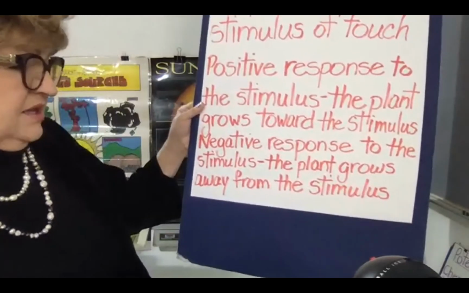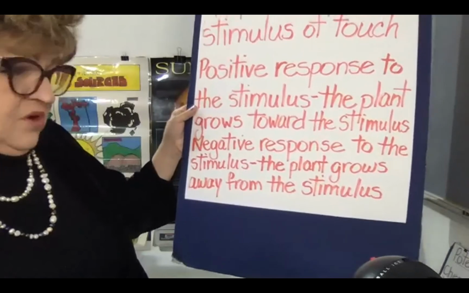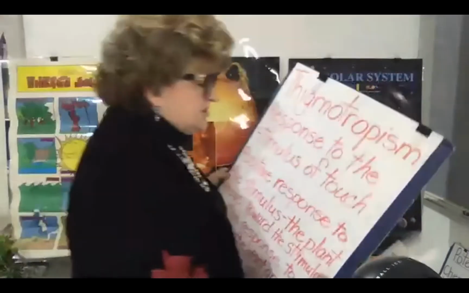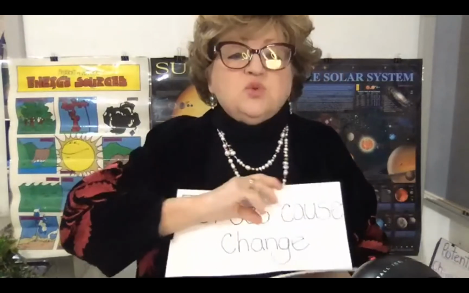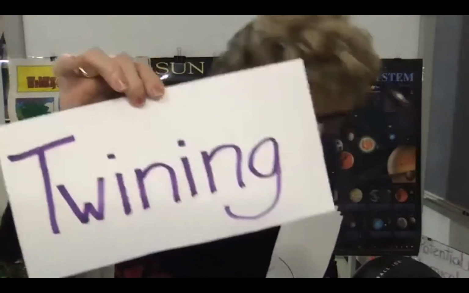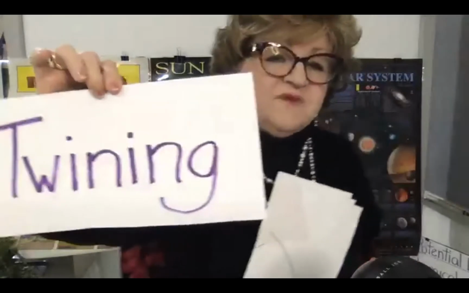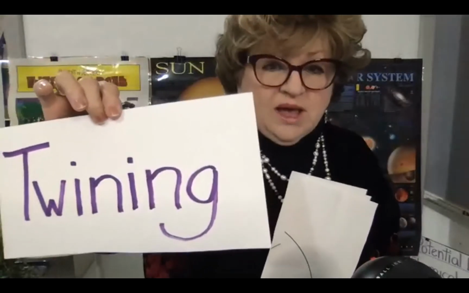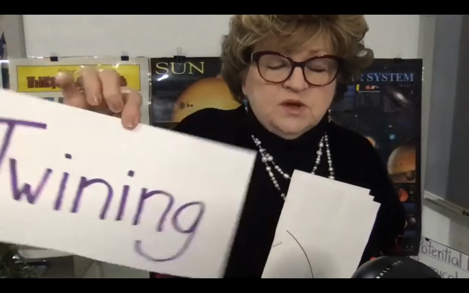And the negative response to the stimulus, the plant grows away from the stimulus. All right, so let's talk about different kinds of thigmotropism that we see exhibited out here at the Environmental Center. So the first type we're going to talk about is twining. Twining, there's that word. I'm sure you've heard people say, oh, I saw that vine or that ivy, it was twining around the fence post. And all that means is it just goes around it.